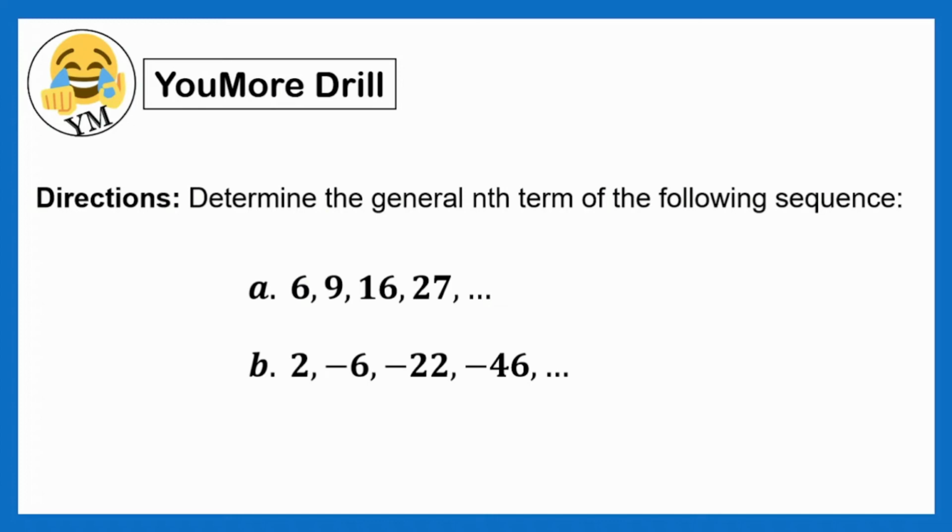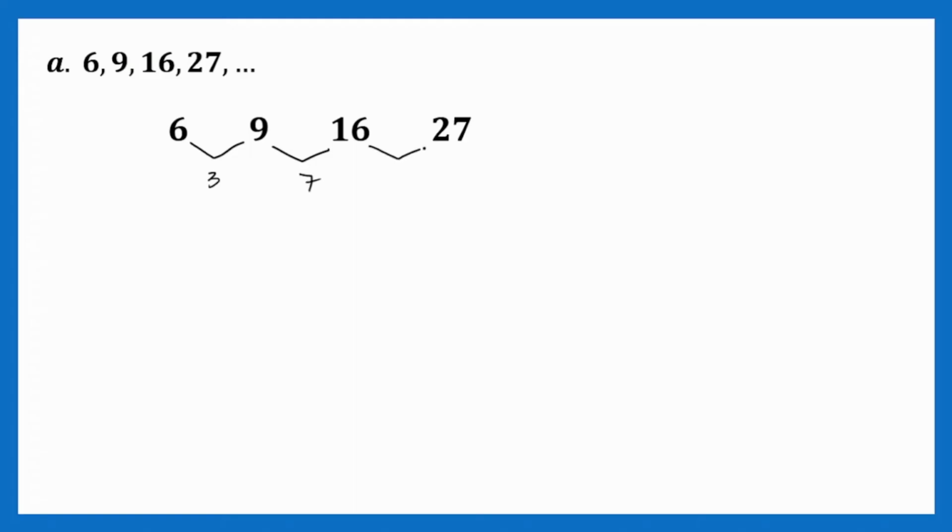Alright, time's up. So let's answer letter A. 6, 9, 16, 27. The first thing we have to do is to bring down 6, 9, 16, 27. Then i-check natin kung quadratic sequence ba yan. Baka kasi hindi tayo pwedeng tumuloy sa process natin. 9 minus 6 is 3. 16 minus 9 is 7. 27 minus 16 is 11.